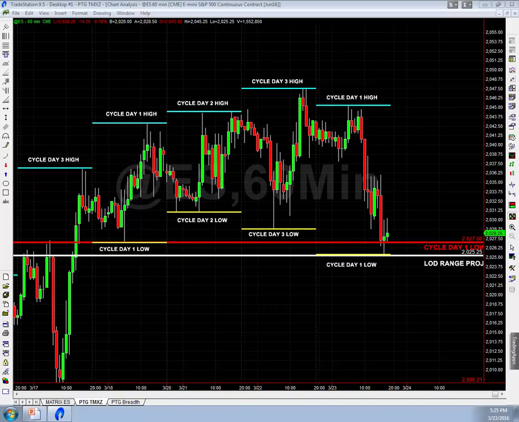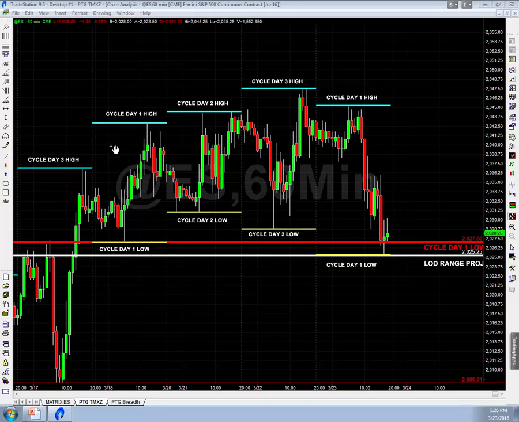Okay, so what you're seeing on the screen here is the 3-day cycle on a 60-minute chart. For brevity and so forth, this is the chart that I create every day for the daily trade strategy, and I've taken all the extraneous information out of it and just focused on the cycle day levels.